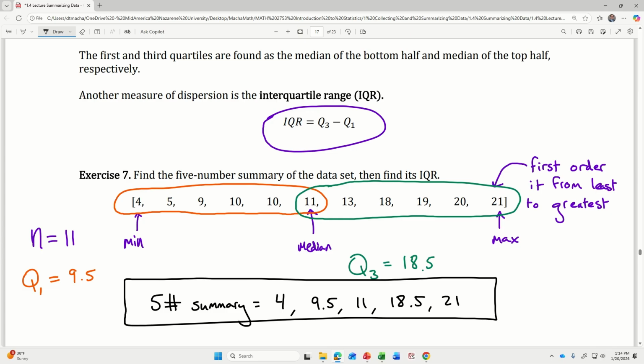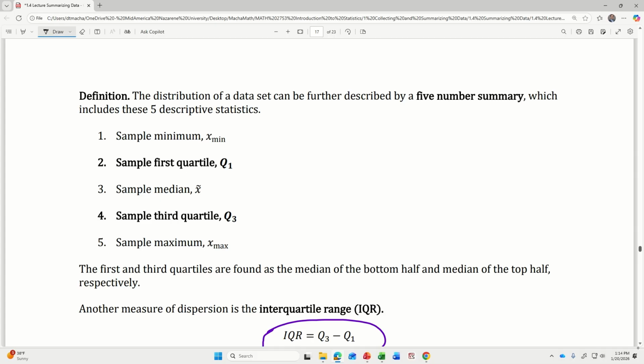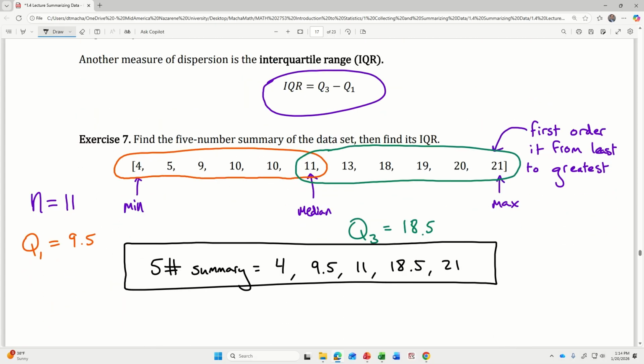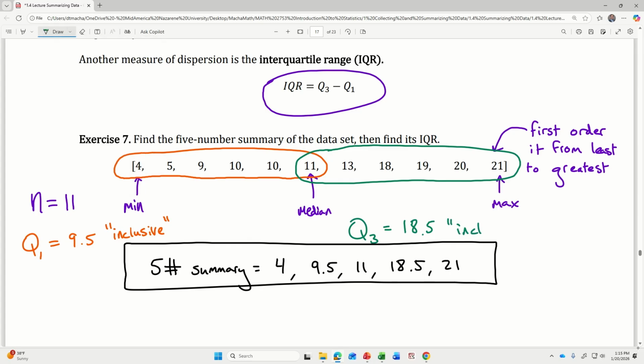Now, everybody is dying to raise their hand and ask the question, do we always include the median? The answer is, it's up to you whether or not you want to include the median. This is technically called the first quartile inclusive because it includes the median. And this would be the third quartile inclusive because it includes the median.